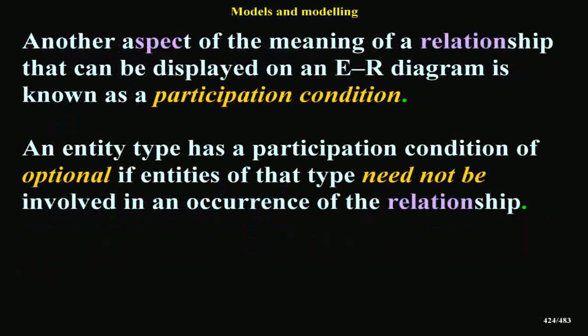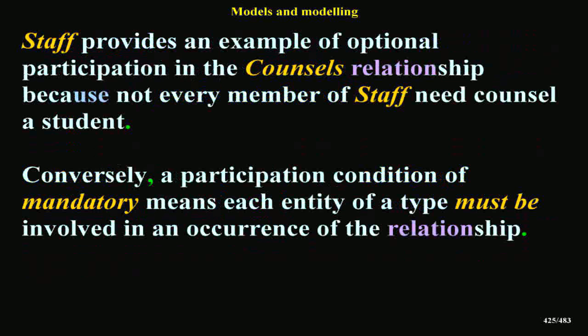Another aspect of the meaning of a relationship that can be displayed on an ER diagram is known as a participation condition. An entity type has a participation condition of optional if entities of that type need not be involved in an occurrence of the relationship.